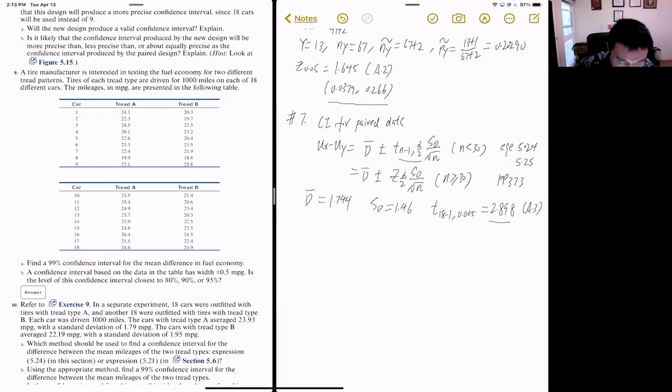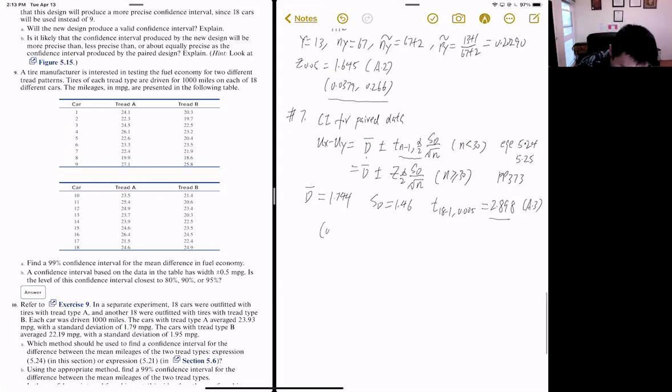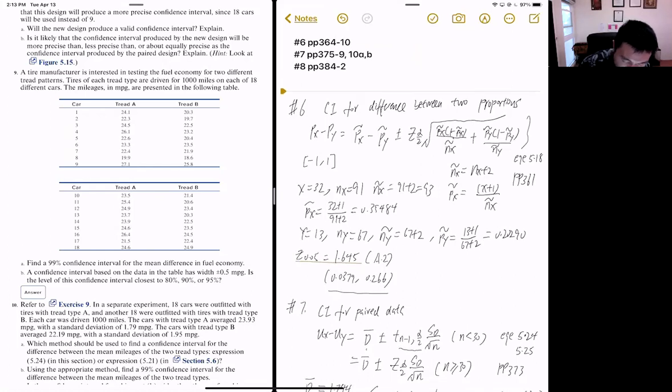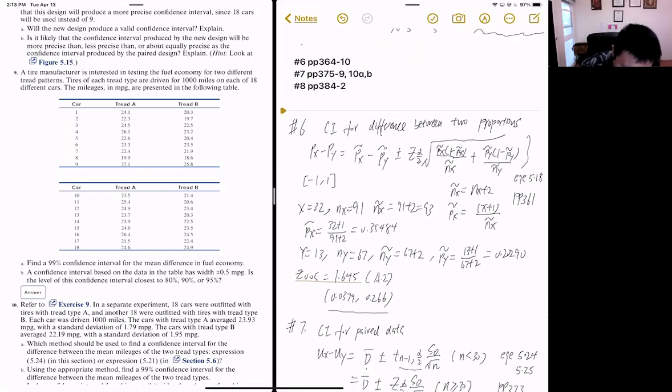Then we just plug in the numbers. In this first equation, we get the 99% confidence interval between 0.747 and 2.742. That is part A of question number 9. We don't need to do part B. Let's do the next question, question number 10.